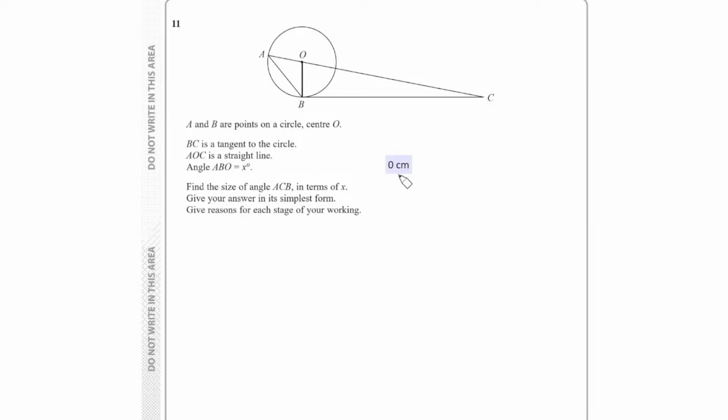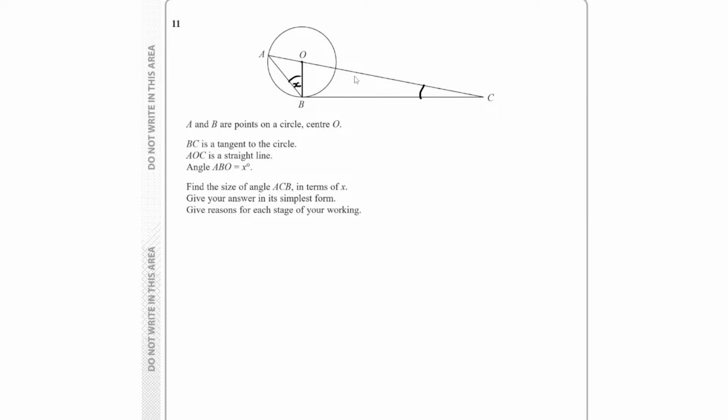So you can always annotate it however you want. It really doesn't matter. So A to B to O, this one here is X. Find the size of angle ACB, obviously in terms of X because we don't have actual numbers. A to C to B, so this one we want to find out. So we're working our way across. Obviously they've said give reasons for each stage of your working. I think it was 2 marks for the reasons, so it's definitely worth writing them down.